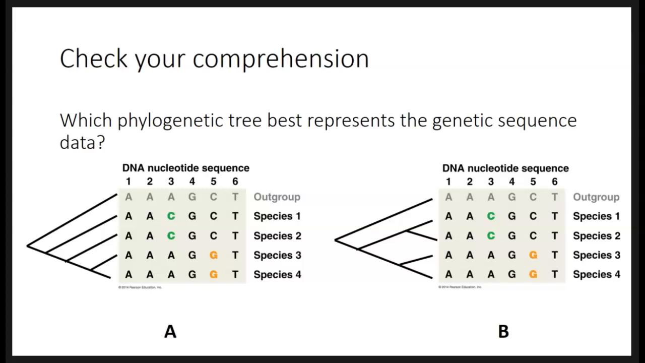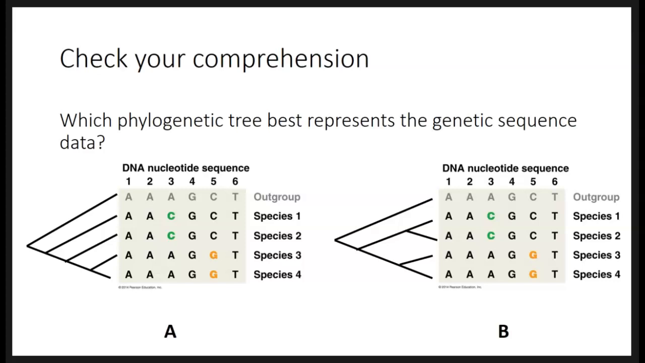So take a moment here and think about this problem. Which one of these phylogenetic trees represents the most probable development of the different genetic differences that we see in these organisms on the graph? Is it A or is it B? You can pause the video here and think about this question.